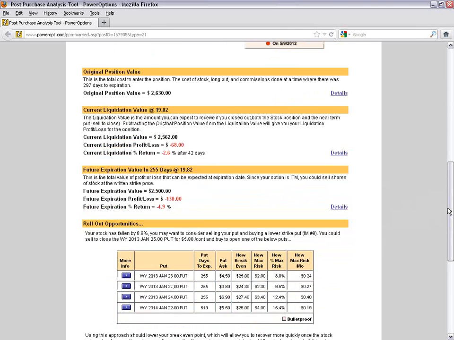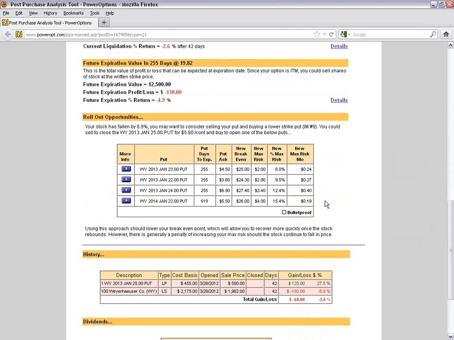But down below that, we do see a couple rollout opportunities. Now, sometimes what I'm showing here is just an opportunity for income method number 9. There's a caveat with income method number 9 that's discussed right down here at the bottom. What it shows us is we could sell to close the 250 put, January 25 put for 580, and maybe roll down to a January 23 put for 450, or the January 22 put.